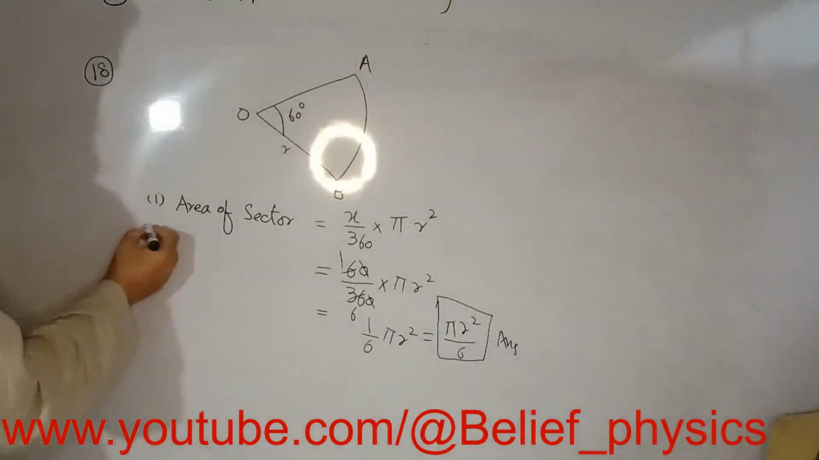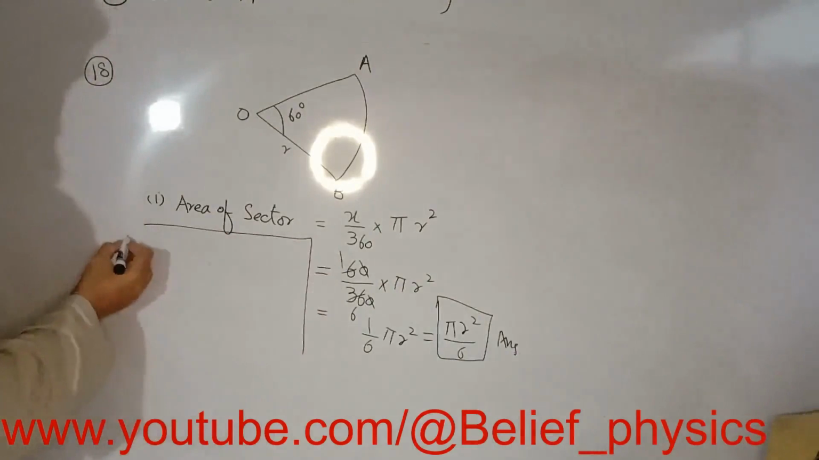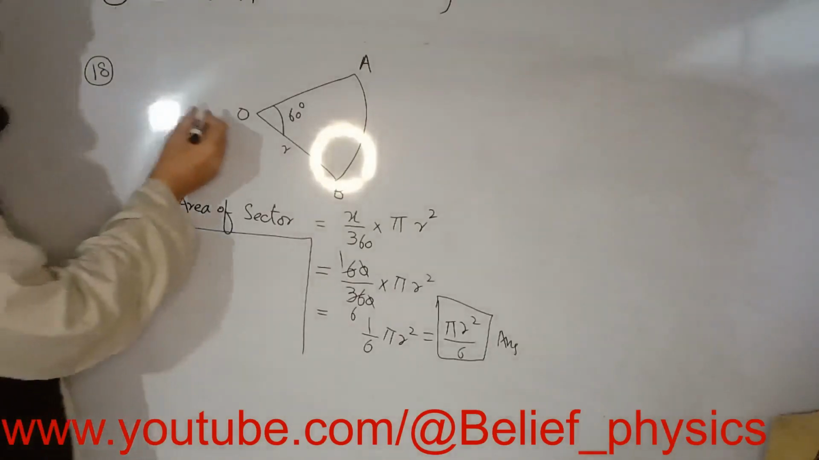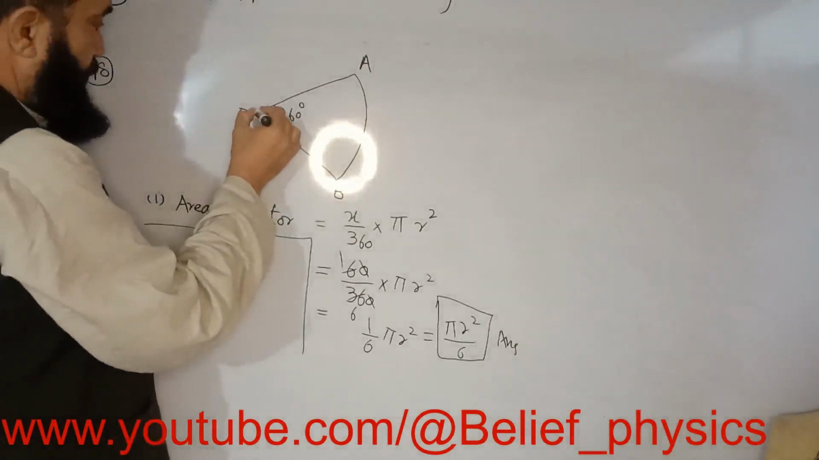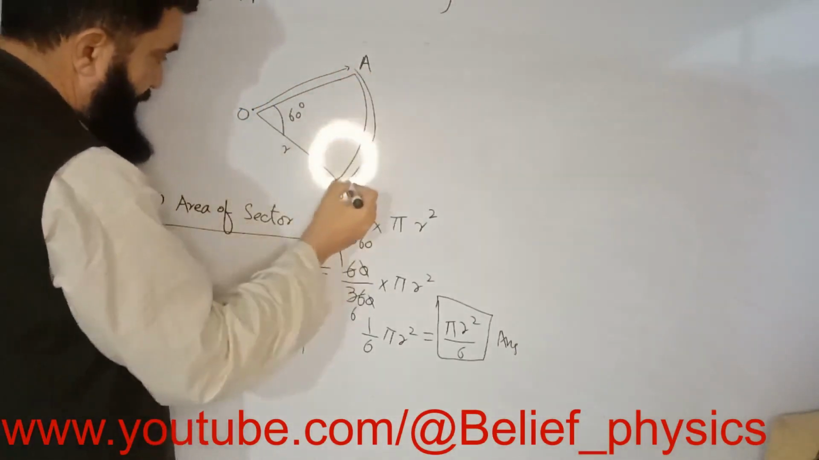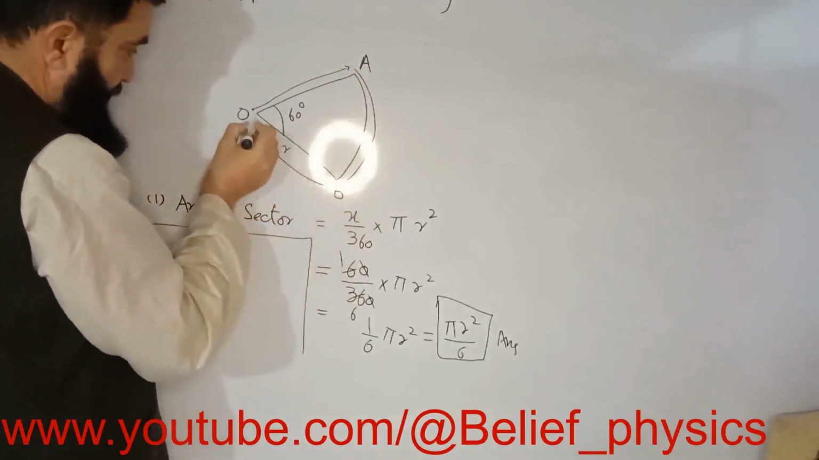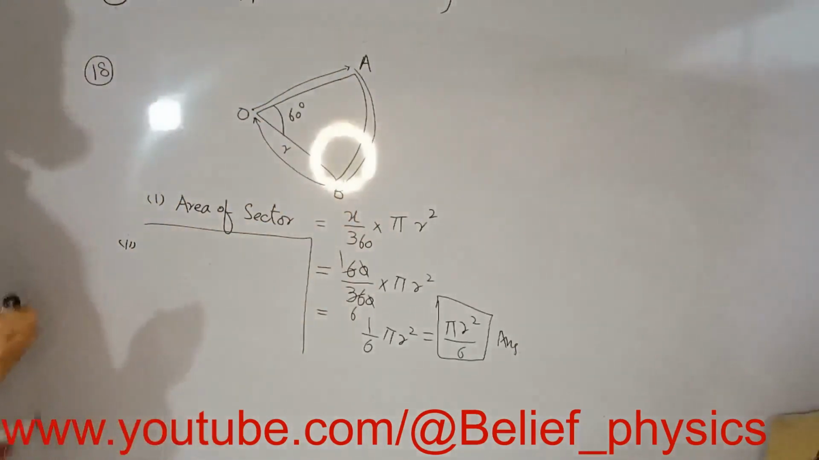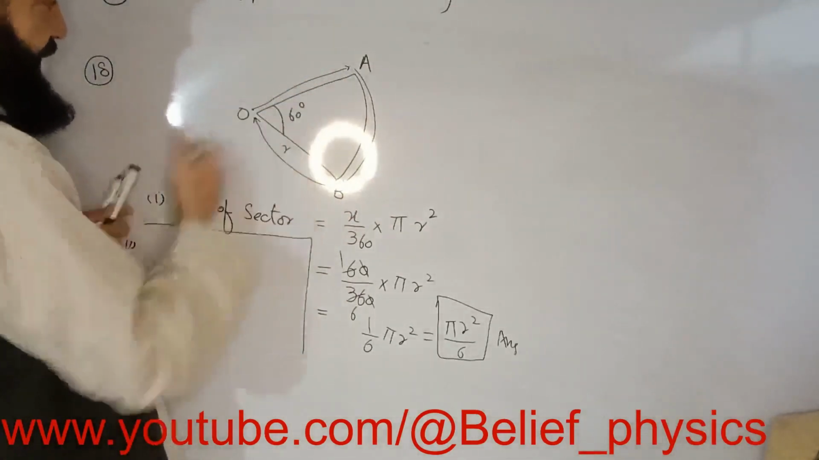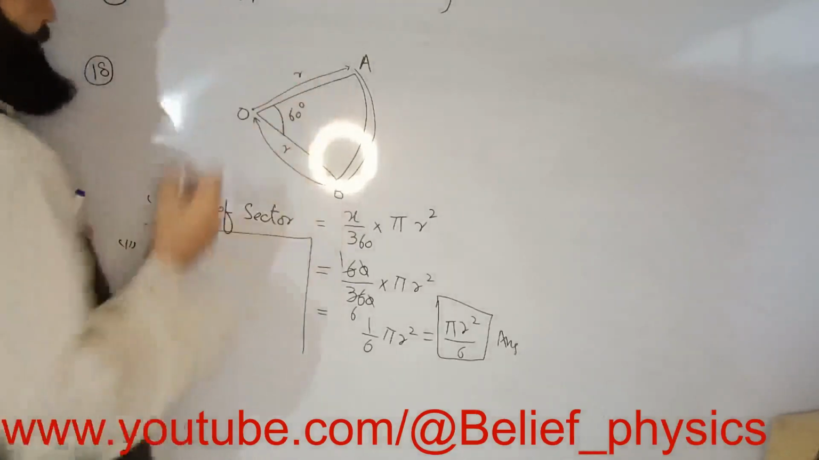The second part of this question is: find the expression in terms of pi and r for the perimeter of the sector. Perimeter is one way round. If we start from here, we go on to A, then from A we go on to B, and then from B we come back. This is the perimeter. So the length of the arc plus this radius and this radius is the perimeter.